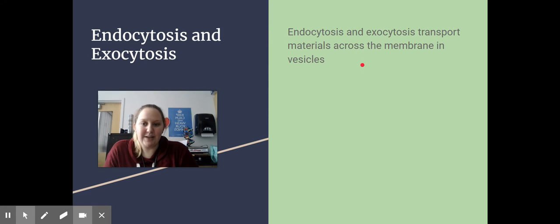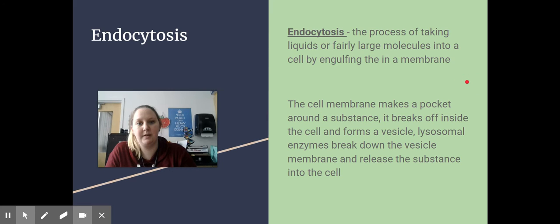There are two main methods of active transport other than the use of transport proteins. Endocytosis and exocytosis are both transport mechanisms that use vesicles to move those large objects across the membrane. Endocytosis is the process of taking in a liquid or a fairly large molecule into the cell by engulfing it in the membrane. Endo is taking in, so consuming. The cell membrane makes a pocket around the substance. It breaks off inside the cell, and lysosomes and lysosomal enzymes will come out to break down the vesicle to release that substance, whether it be food or liquid, into the cell.